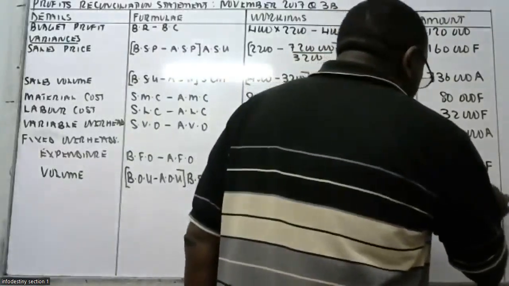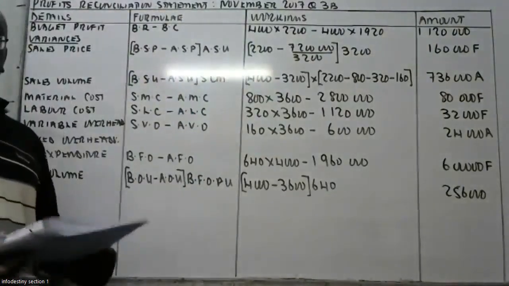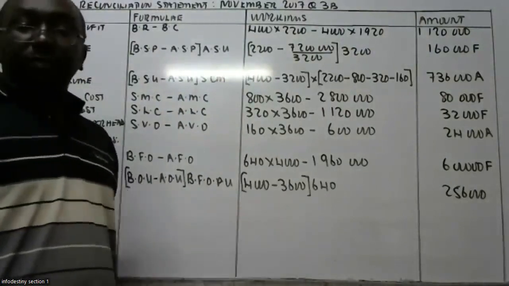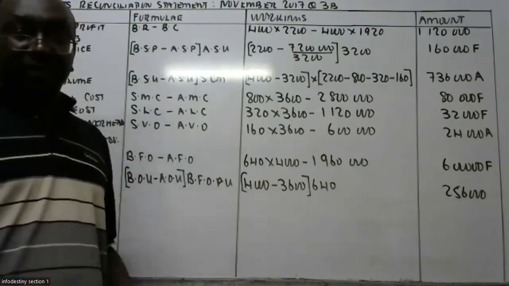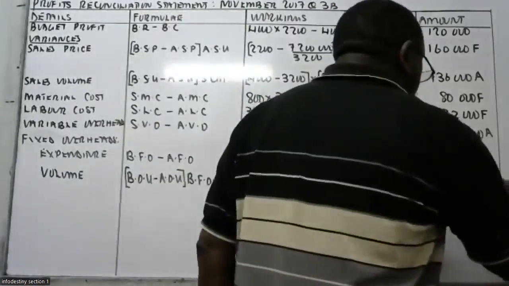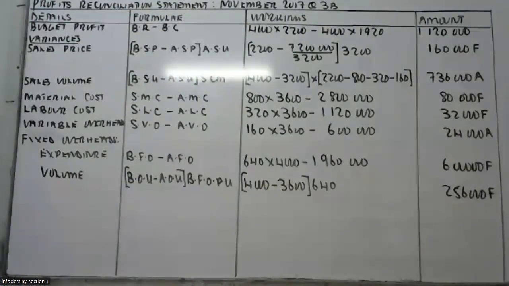Now this 256,000 is adverse in terms of operations because we got a smaller output. But for purposes of reconciliation, we interpret it vice versa. So this one will be taken to be favorable. You take it vice versa.